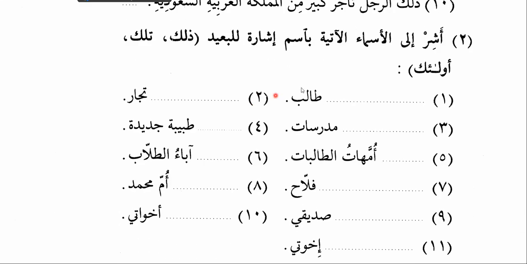Question number 6. Ashir means show. أشر إلى الأسماء الآتية بإسم الإشارة للبعيد. So what are the إسم الإشارة للبعيد? ذلك, تلك and أولئك. So let's do this. طالب, what will you write here for طالب? It's male. So ذلك. This is a good exercise to memorize the إسم الإشارة for male, female and plurals. Tujjar ulaika. Mudarrisat ulaika.